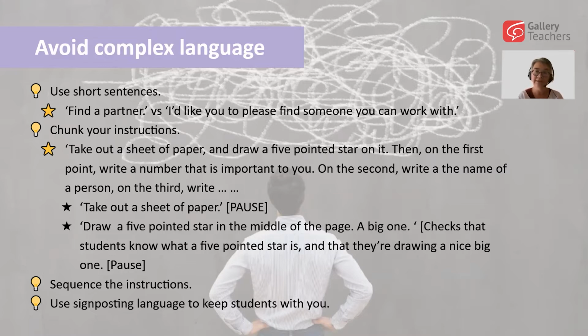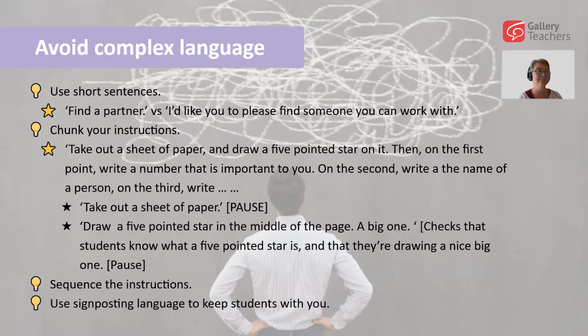Now, in this activity that you see on the screen that's coming up, the teacher wants to do a relatively simple activity, which, however, has a number of steps to it. So in this activity, if I'll explain it to you briefly, it's a speaking activity and the students first have to draw a star on a sheet of paper. And then on each point of the star, the students have to write something. Now look at what the teacher does in this first version of the instruction.